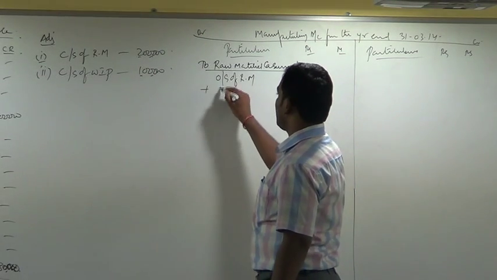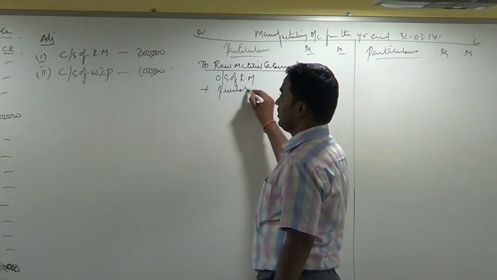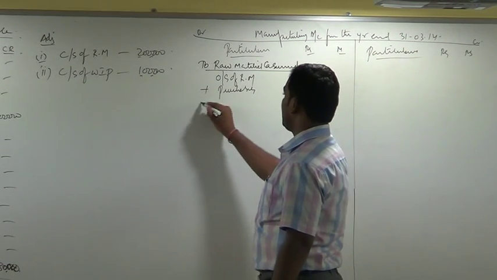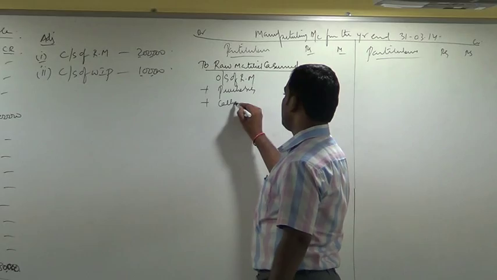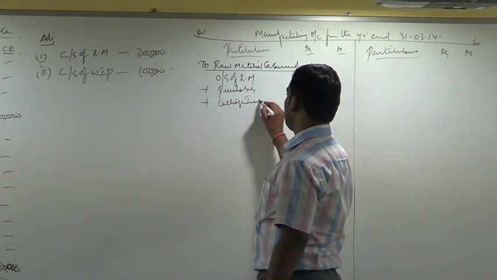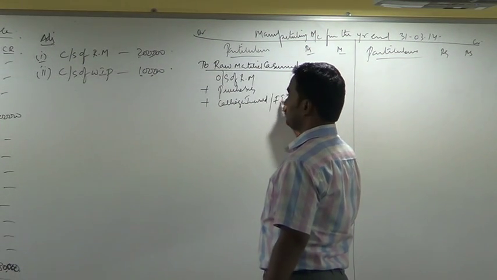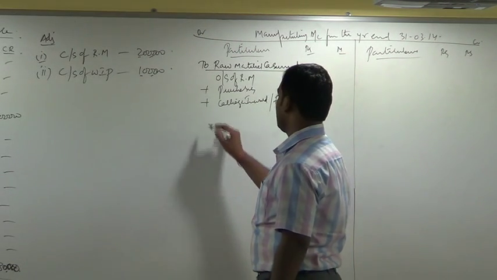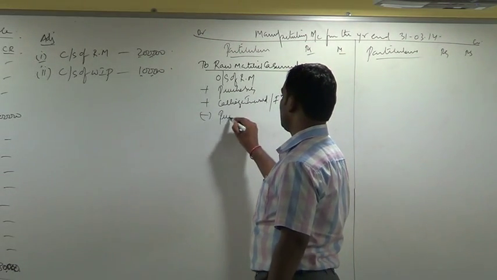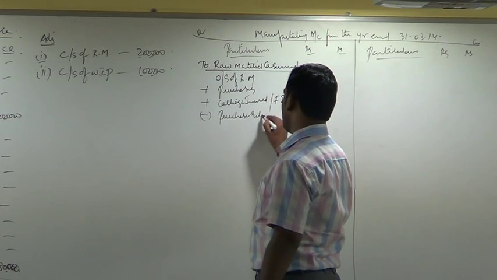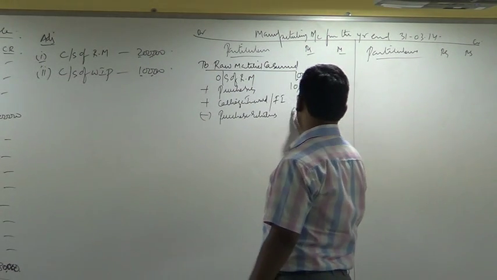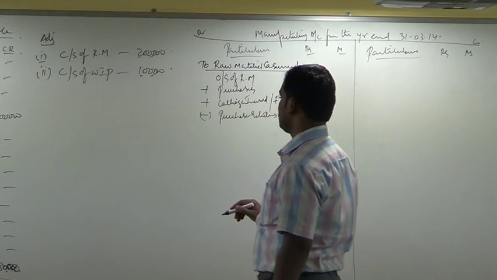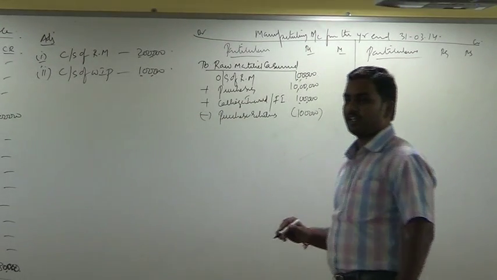Add purchases, 10 lakh. Add carriage inward, freight inward, 1 lakh. Less purchase returns, 1 lakh. One more item has to be subtracted, I think.